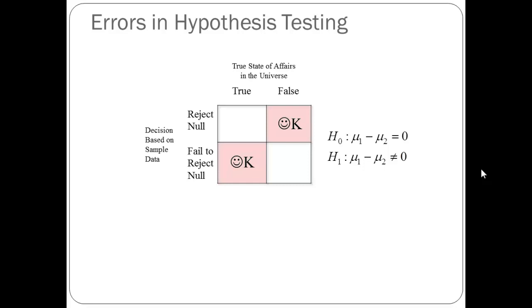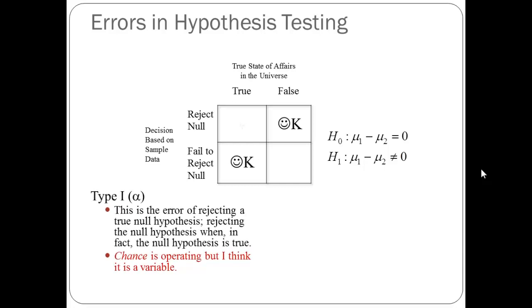Those two cells are good decisions. The truth is, I don't actually know whether I've made a good decision or not because I don't have access to the true state of affairs in the universe. But I can also make an error in hypothesis testing, and there's two different kinds of errors I can make.